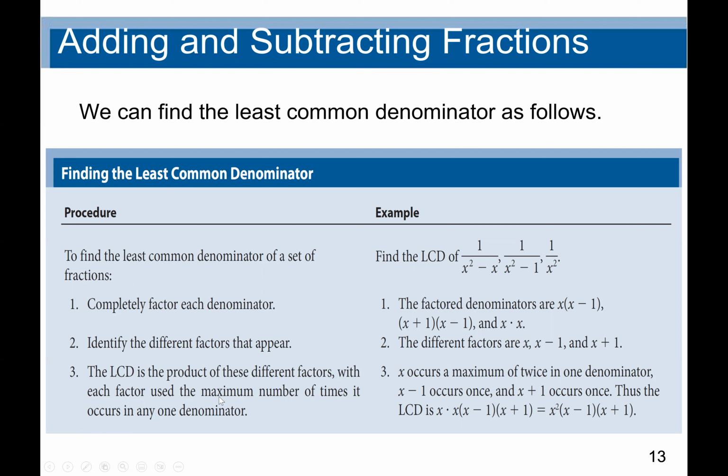Next, the LCD is always the product of these different factors, with each factor used the maximum number of times it occurs in any one term. Which means we are going to multiply all these three terms: x, x minus 1, and x plus 1. So when we multiply everything, we get x squared times x minus 1 times x plus 1.